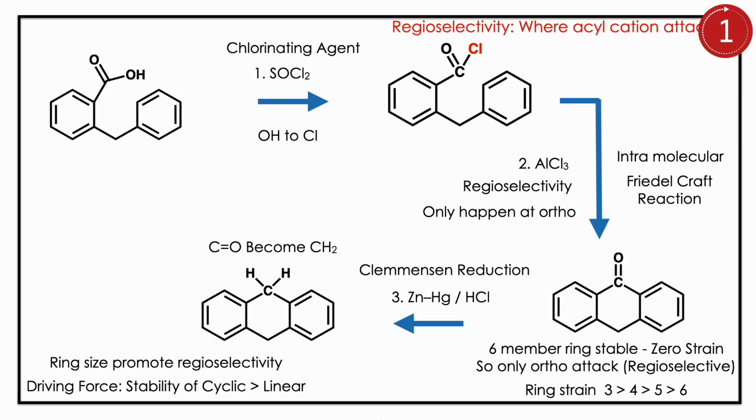Para will create a strained ring, only ortho creates the major product because 6-member rings are stable and have zero strain. So the ring closure happens at the ortho position, which gives a 6-member ring. Then Clemmensen reduction happens. You have the final product. The concept you outlined here is regioselectivity can be promoted by the ring size. Here the 6-member ring is stable, which in turn promotes the regioselectivity.